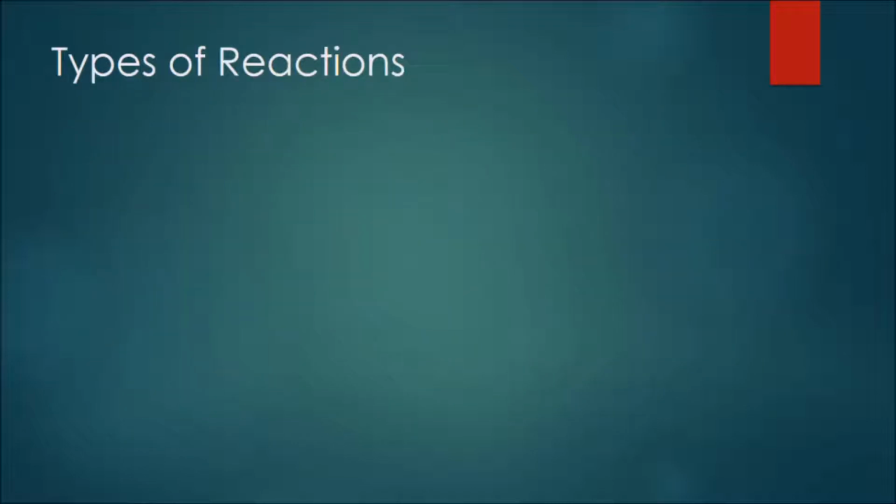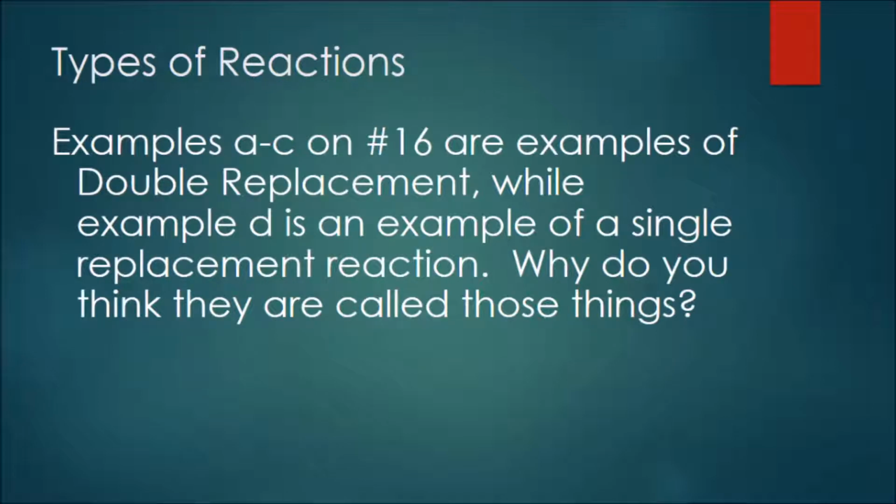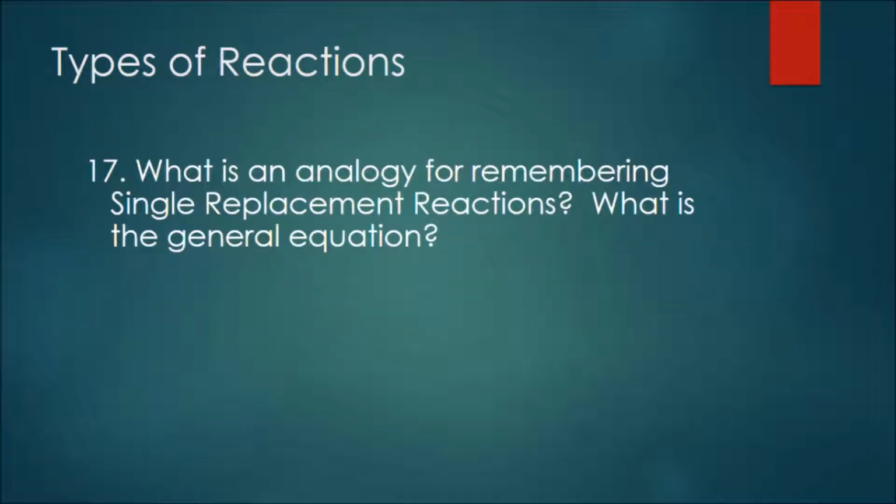All right. So, examples A through C on 16 are examples of double replacement. Why? 2 couples and there is a double replacement. The letter D is single replacement. Why? There's a couple and then a person just hanging out. What is the analogy for single replacement reactions?